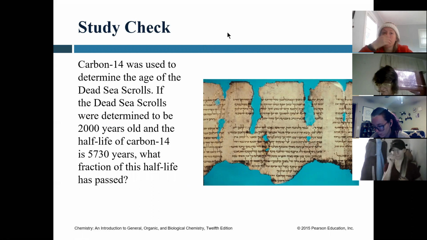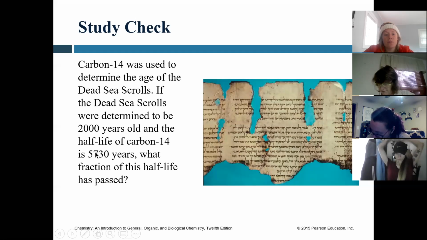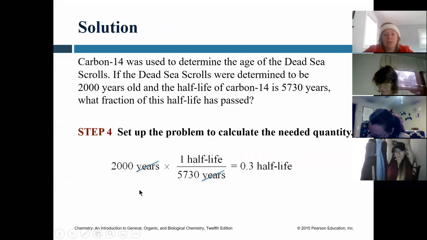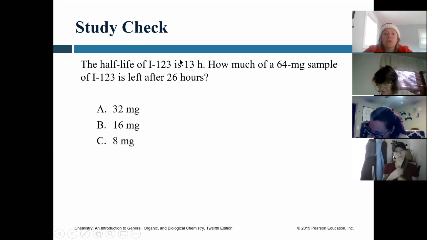So carbon-14 was used to determine the age of the Dead Sea Scrolls. If the Dead Sea Scrolls were determined to be 2,000 years old, and the half-life of carbon-14 is 5,730 years, what is the fraction of this half-life that has passed? So this one, you're just going to take your 2,000 divided by the 5,730 and 0.3 half-lives have passed. But I'm not really going to ask you it in that capacity, so I wouldn't worry about that. Let's do this one, okay?